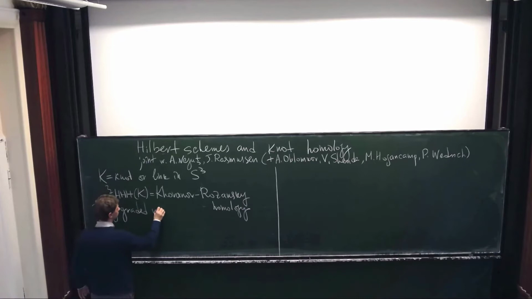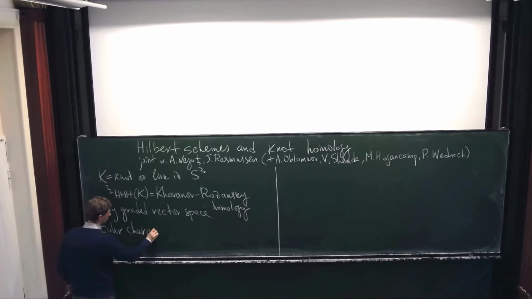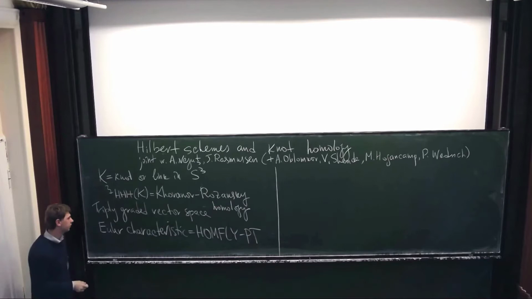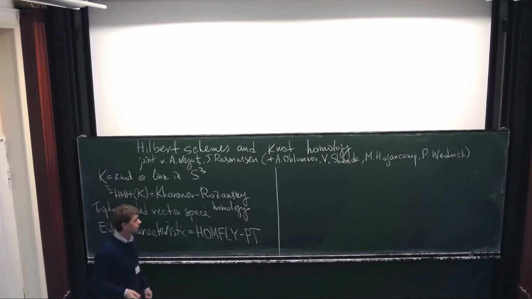It has three gradings, and one of them is essentially the homological grading, and I can take the Euler characteristic, preserving the other gradings, and the Euler characteristic is the HOMFLY polynomial. Sometimes it's called HOMFLY homology, depending on notation, sometimes it's called Khovanov and Rozansky homology. As I said, I will define it a bit later today, but before that I want to say what we actually know about this and what we want to know about this and what this whole project is about. The goal is to understand the structure of this homology.